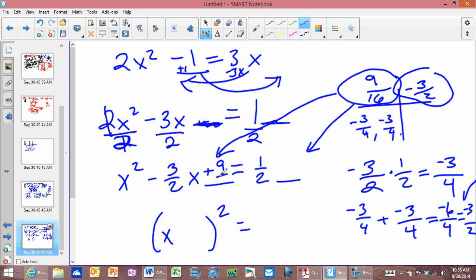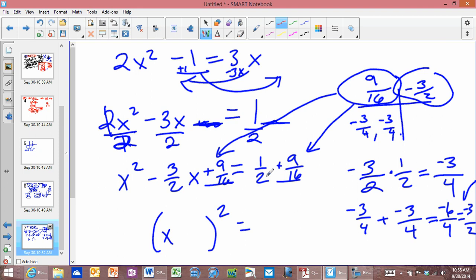So I'm going to do plus 9/16 plus 9/16. Oh man, this side is kind of gross, but this side actually is really good. This is what I want on this side. This side, I still need to get a common denominator to actually add these things. So I ask myself, what's my common denominator?